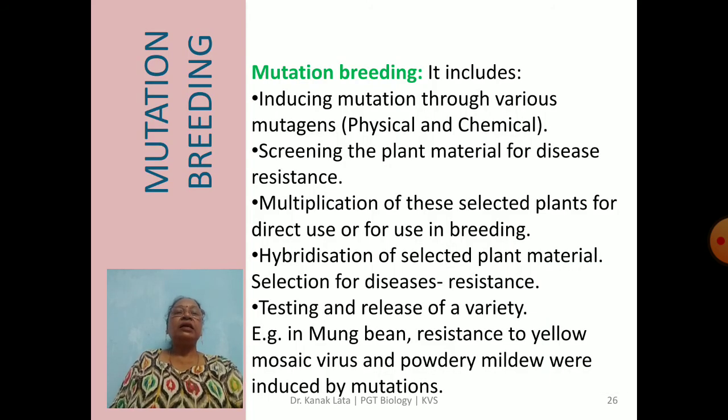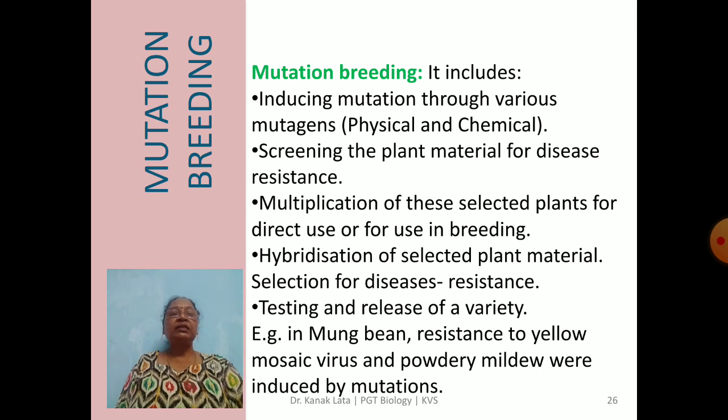Now last is mutation breeding. It includes mutation through various mutagens. Mutagens means those chemicals which are responsible for creating mutation. Mutation means an abrupt change in genetic constitution. So that is mutation. It can be done by inducing with the help of mutagens, and mutagens may be physical or chemical. So here also we screen the plant material for disease resistance.